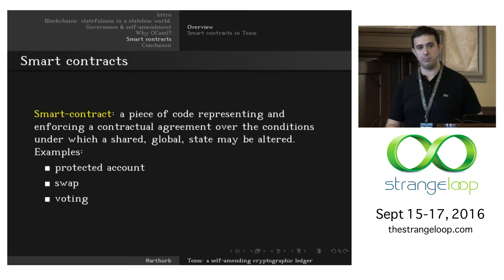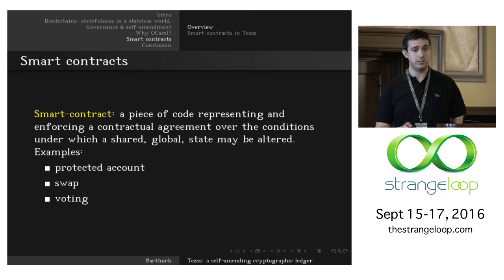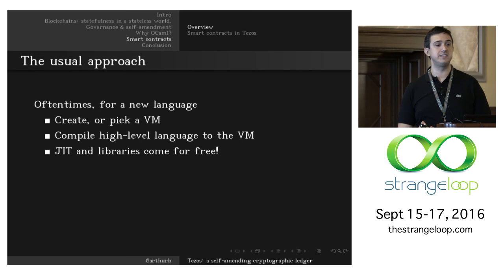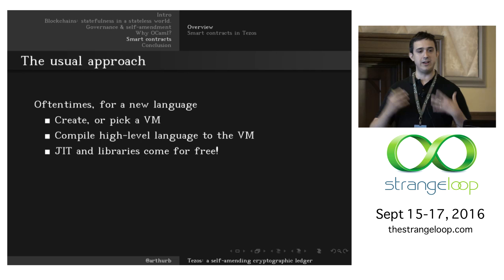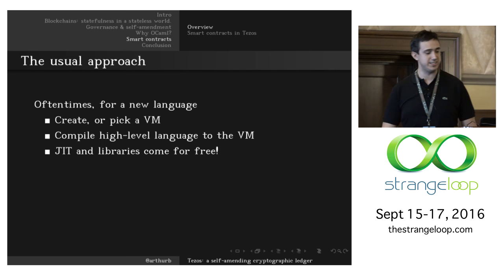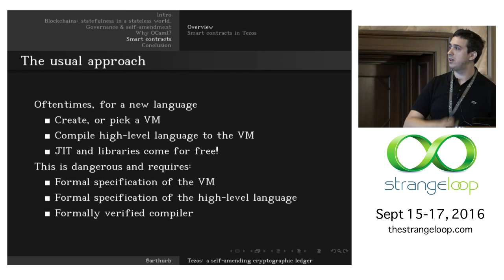So how do we implement a language for a smart contract? Well, the usual approach when implementing a new language seems to be, first you create or you pick an existing virtual machine. You'll say, okay, I'll pick the Erlang virtual machine or the JVM. Then you build your high-level language and you compile it down to the virtual machine. And then that's great because you get just-in-time compilation for free. You get a ton of libraries. This is fantastic. Except for smart contracts, this is dangerous.